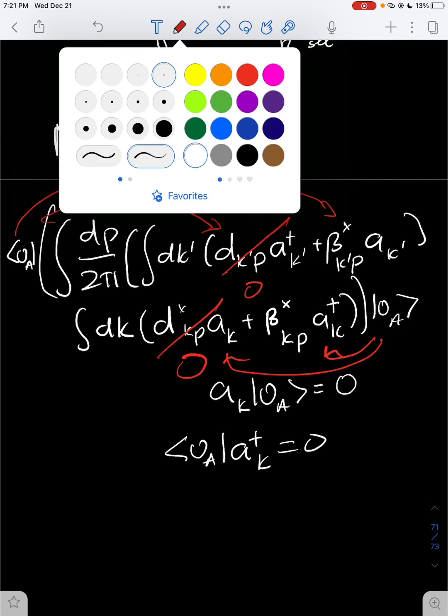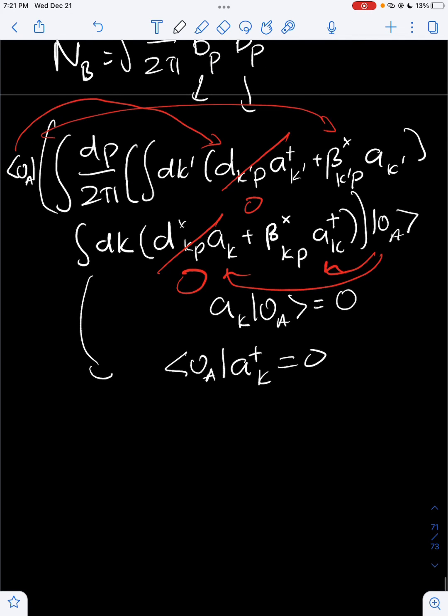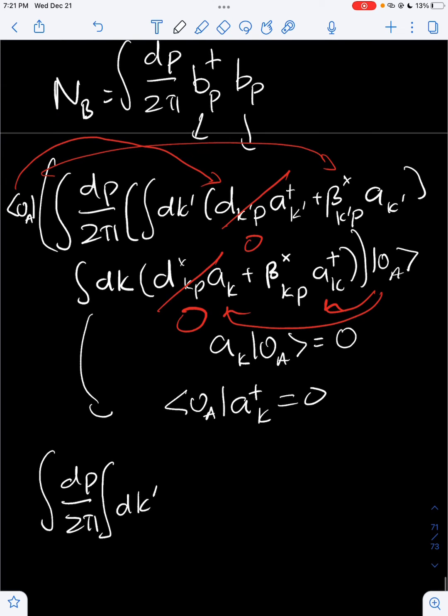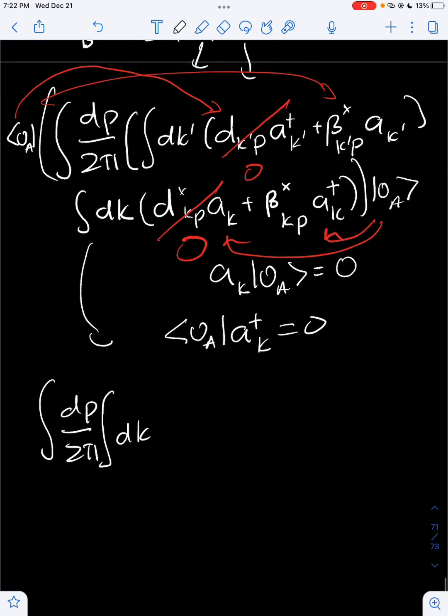So that's going to leave us with the integral over dp over 2 pi, the integral over dk prime. Note that we used a k prime here. The reason is that we're multiplying two integrals that are both over k. So to make the continuous sum work out, we're going to use the k prime, and we're going to set k equal to k prime later. So we have k prime and the integral over k.